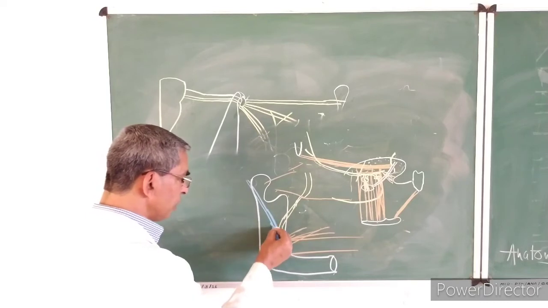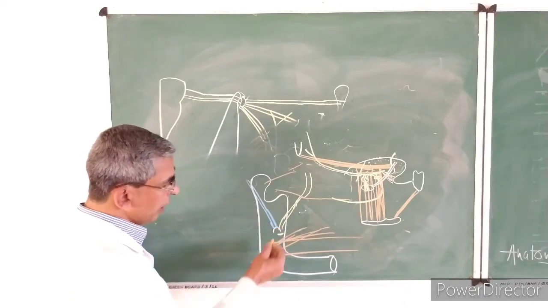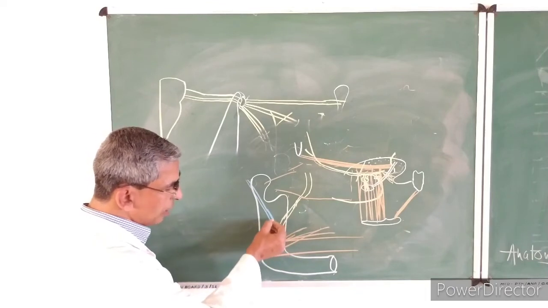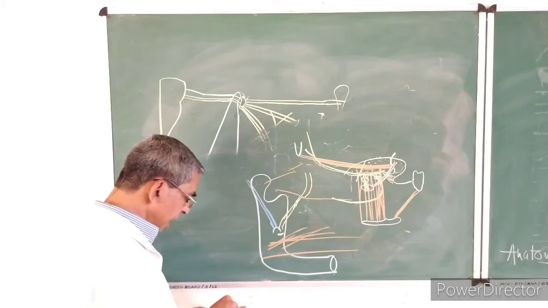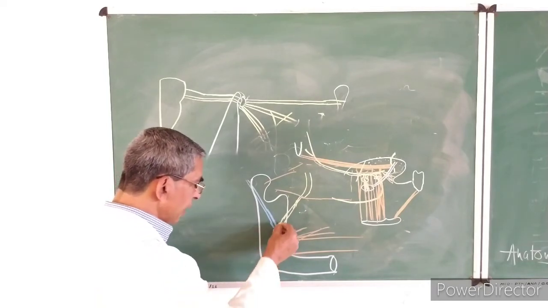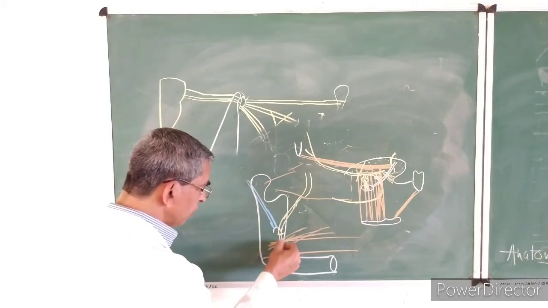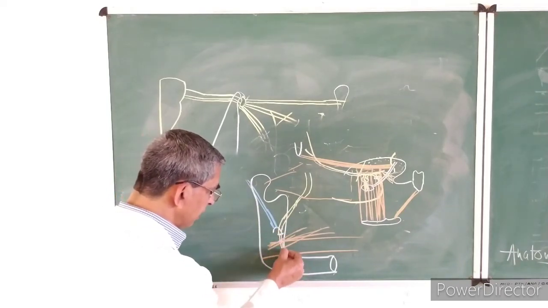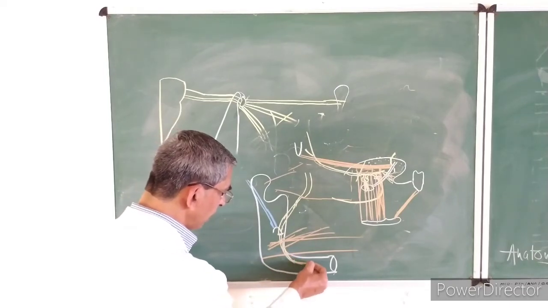So this passes, and this sphenomandibular ligament is connected to the lingula, and this nerve passes between the ramus of the mandible and the lingula and the sphenomandibular ligament. Then it enters into the inferior mandibular foramen, and then passes through the mandibular canal here. This is the mandibular canal. This nerve passes through the mandibular canal.